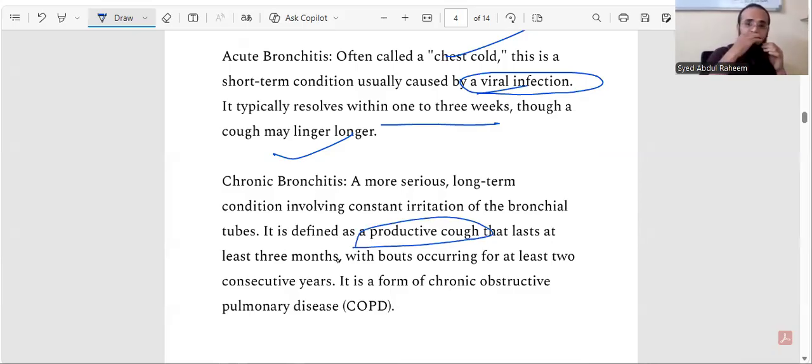Can anyone tell what is the difference between productive cough and non-productive cough? Anyone? What is productive cough? What is non-productive cough? In bronchitis, you will get productive cough. Can anyone answer? Rajesh Saab, Irfan Saab, or Pankaj?